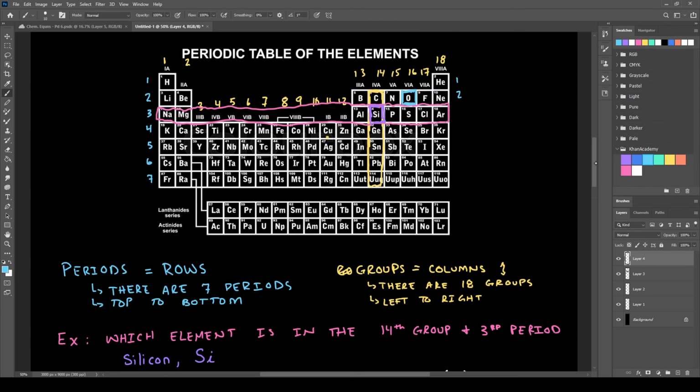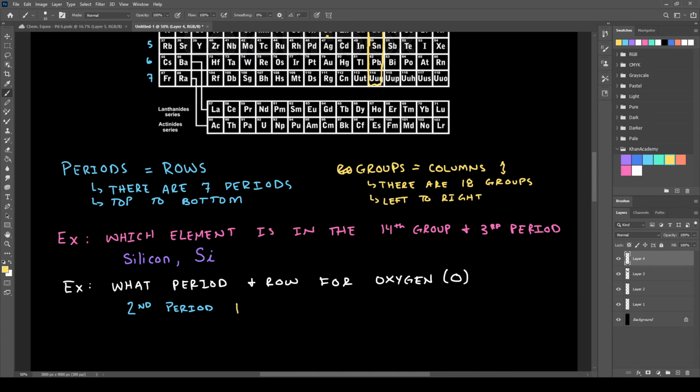And now we have to count across left to right to find oxygen. So again, we're going to start over here. We're starting with Li. It was 1, 2. Again, we still have to count this middle bit. So 3, 4, 5, 6, 7, 8, 9, 10, 11, 12, 13, 14, 15, 16. So it's in the 16th group. So group number 16. So we would say that oxygen is in the second period and the 16th group.